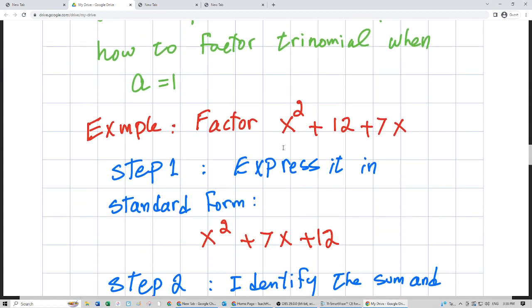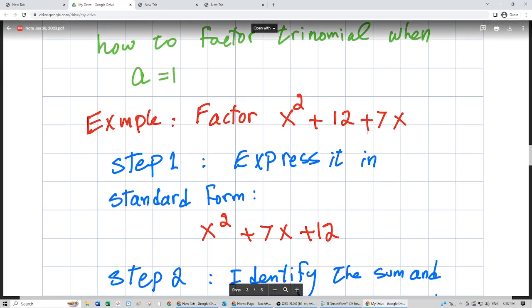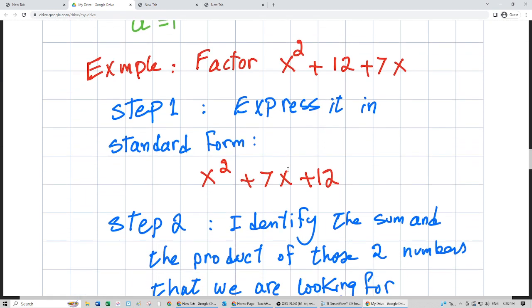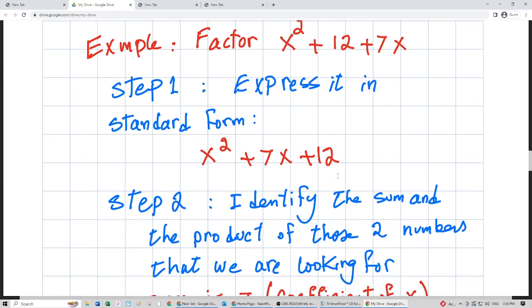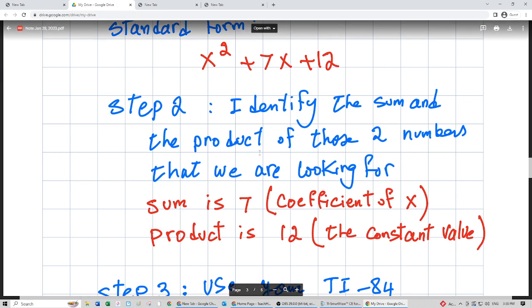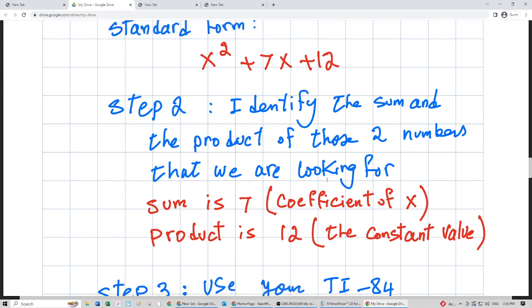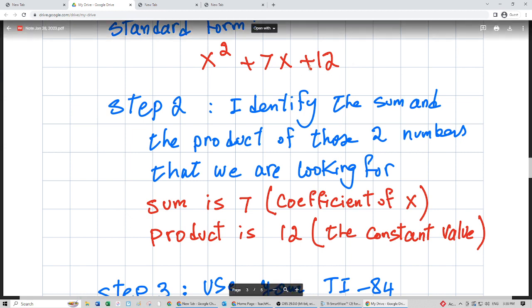So this is the first example. We want to factor x squared plus 12 plus 7x. Step 1, we're going to express it in standard form, meaning in descending exponents. So you have the highest exponent first, the second one, and then the constant. Step 2, now you can recognize the sum and the product of the 2 numbers you're looking for. In this case, the product is 12 and the sum of those 2 numbers is 7.